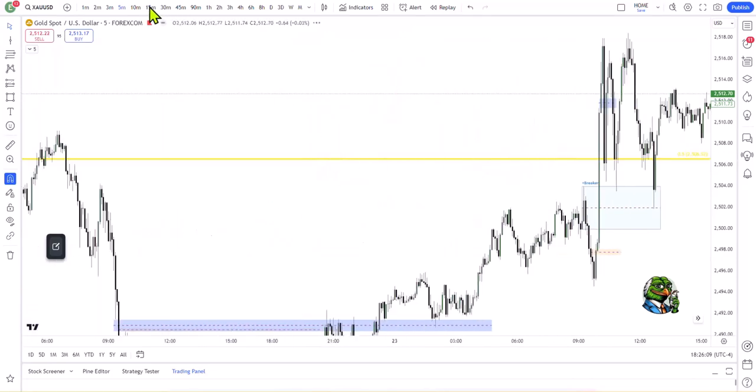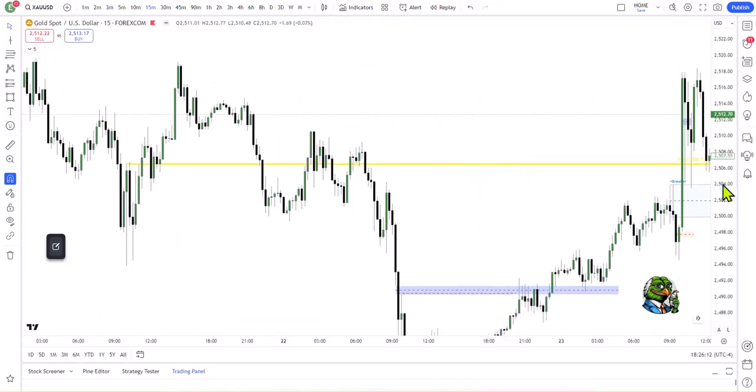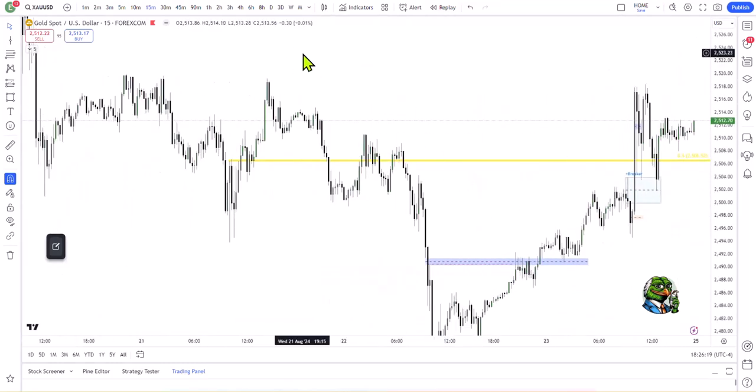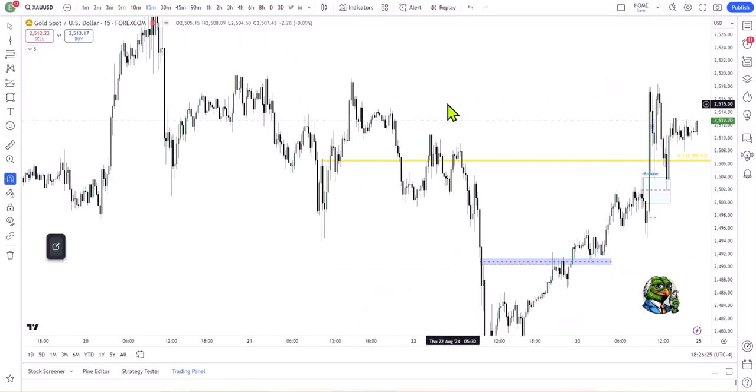Let me go back to our 15-minute chart. So we've taken these equal highs. I'm not sure if I spoke about them in any of my videos, but this was all liquidity, especially these equal highs here, for the market to run up. I'm surprised we didn't take the equal highs above here. I think the market will reach for that next week.